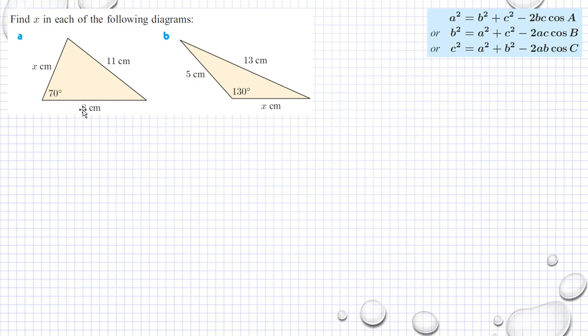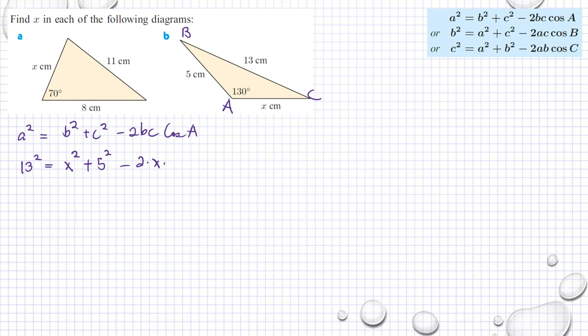Let's try B. If this is our A, this is our B, this is our C, then we have A squared is equal to B squared plus C squared minus 2BC multiplied by cosine A. A squared is 13 squared. B squared is X squared plus C squared is 5 squared. That's 25, but I'm going to write 5 squared. Minus 2 times our B, which is X, times 5, cosine 130 degrees.